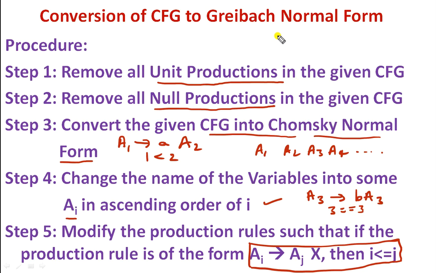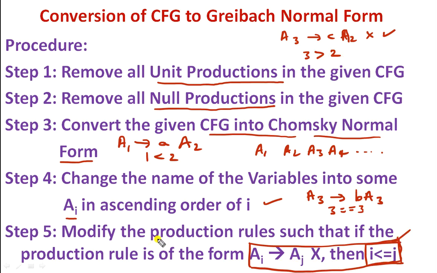And if there is a production rule such as A3 generates CA2, then this is an invalid production rule because 3 is greater than 2. So the condition must be i must be less than or equal to j. So if such a particular production rule is there, then we have to convert that particular production rule into Ai to Aj X such that i must be less than or equal to j. So that is step number 5.